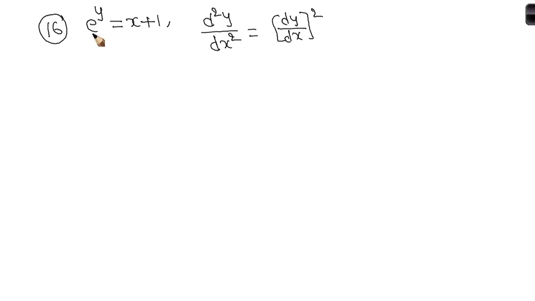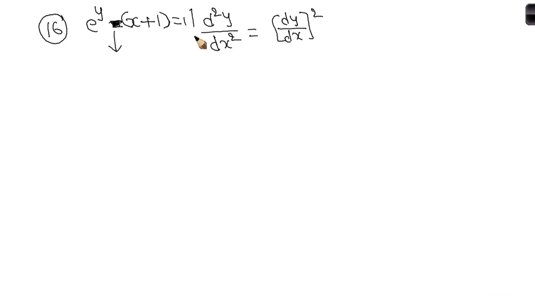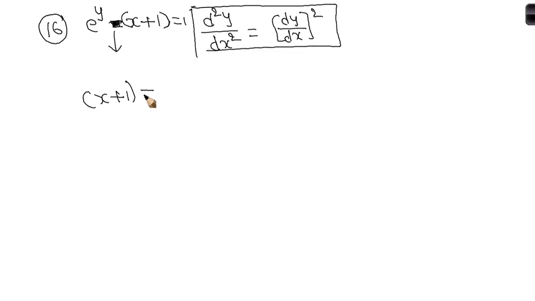So from this I can write e power y into x plus 1 is equal to 1. Then I can write this as x plus 1 is equal to 1 by e power y, that is the same as e power minus y.